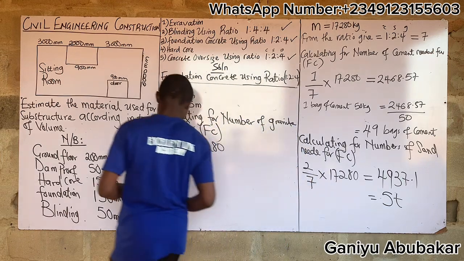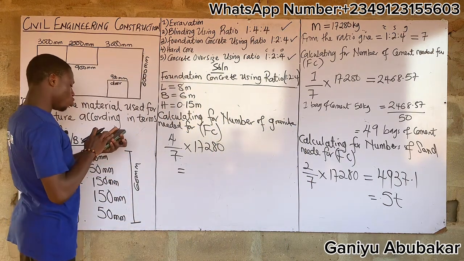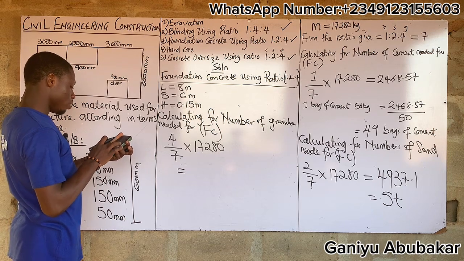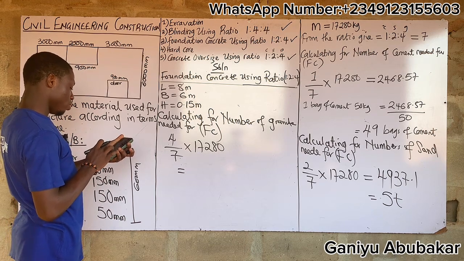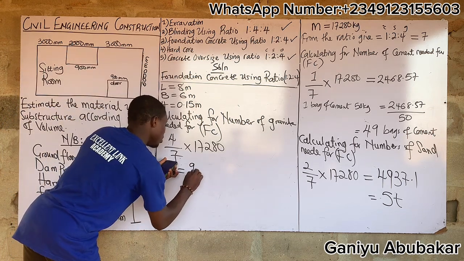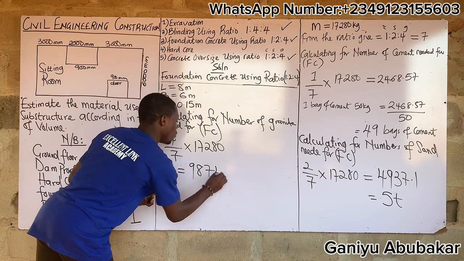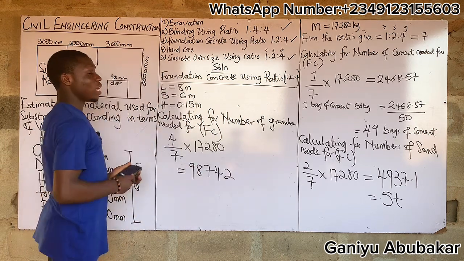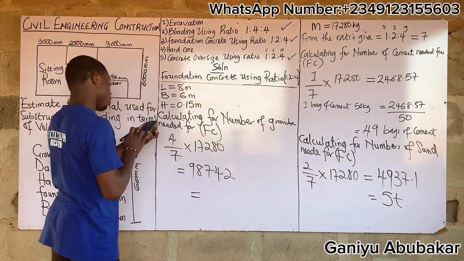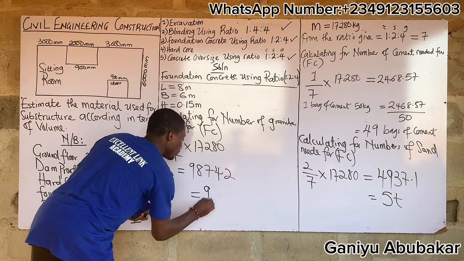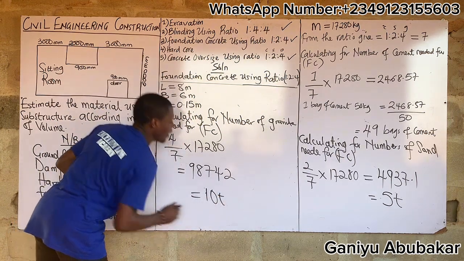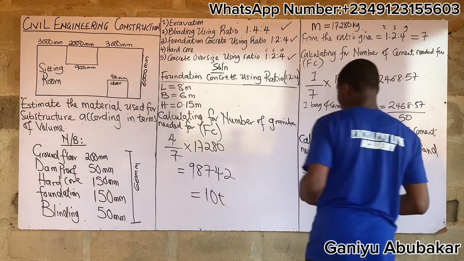So this is now equal to 4 divided by 7 times 17280. I have about 9874.2. Divided by 1000 to get our answer in tons, I have just 9.8. I probably use 10. I need 10 tons for my granite here.